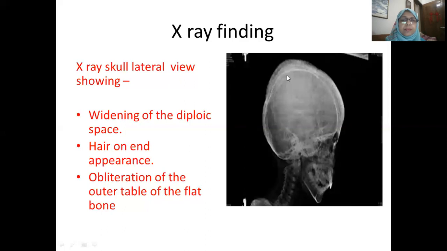bone. And there is obliteration of the outer table of the flat bone, that is the inner table of the flat bone. This is the parietal bone, this is the frontal bone, and this is the inner table, the dark line, and there is no line outside, that is obliteration of the outer table of the flat bone. So this is an X-ray of a child with hemolytic anemia, probably thalassemia.